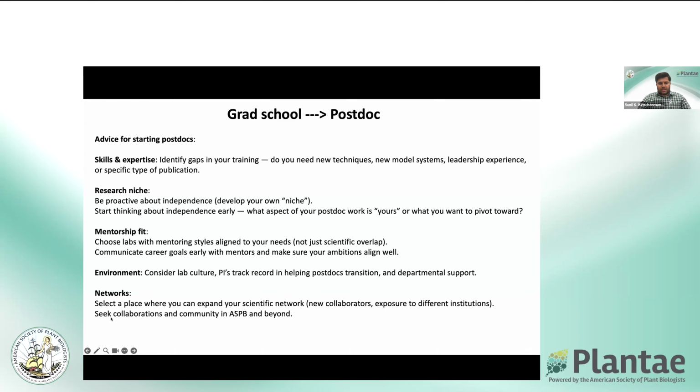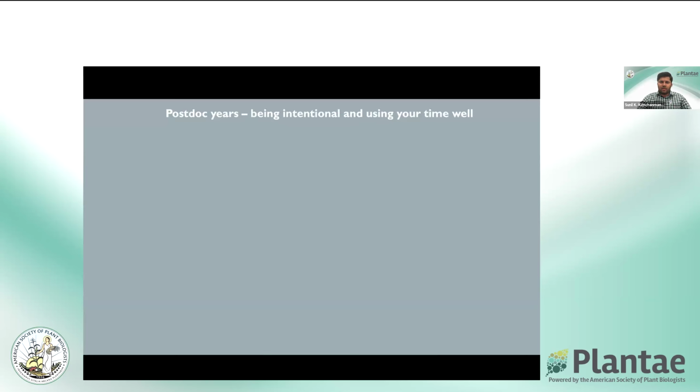And then, as I mentioned, networking is very important. So select a place where you can expand your scientific network. Can you get new collaborators? Can you get exposure to different types of institutions, whether it's a research institution or a university? So think about how you can expand your network and also seek collaborations within the university and also within the broader community, such as ASPB or other scientific societies. You can try to expand your network and collaborations that way.